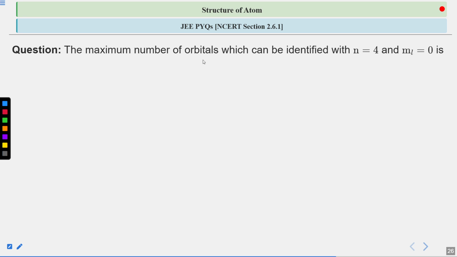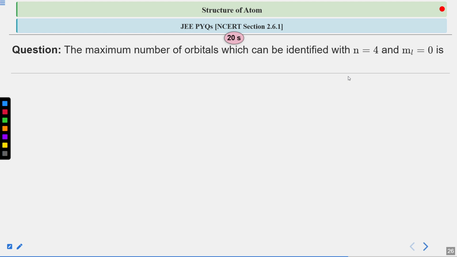So our next question, which is a JEE PYQ, is covering the NCERT section 2.6.1. The question is, the maximum number of orbitals which can be identified with n equals 4 and ml equals 0 is. We have been given the value of two quantum numbers, n and ml. You have to tell the maximum number of orbitals which can be identified with these two quantum numbers.